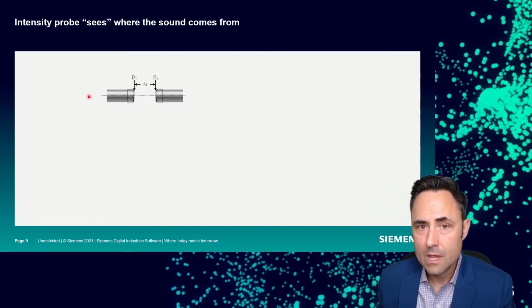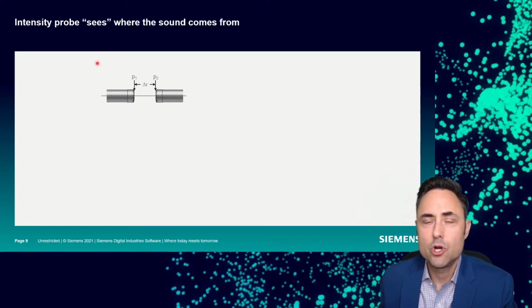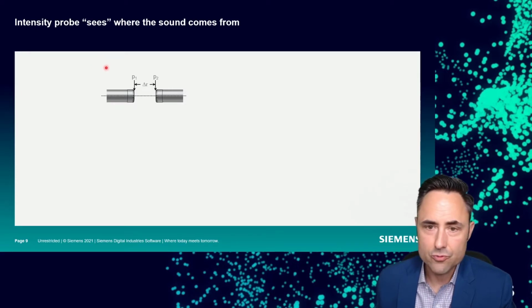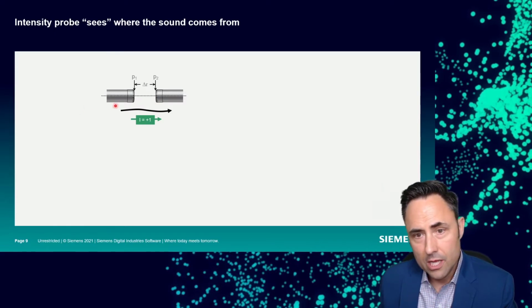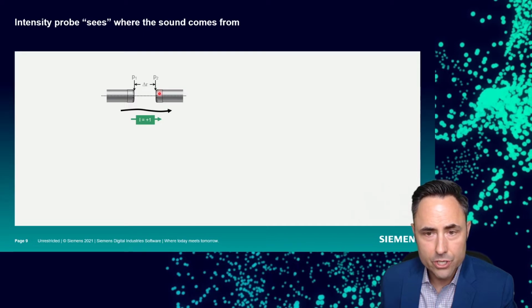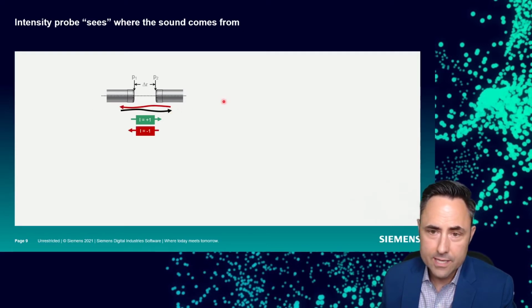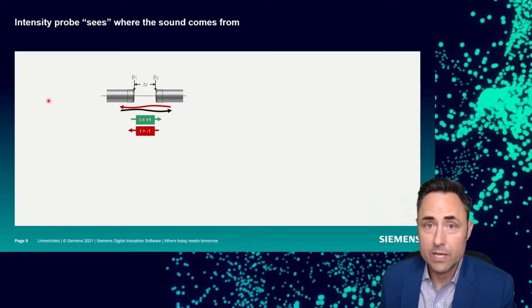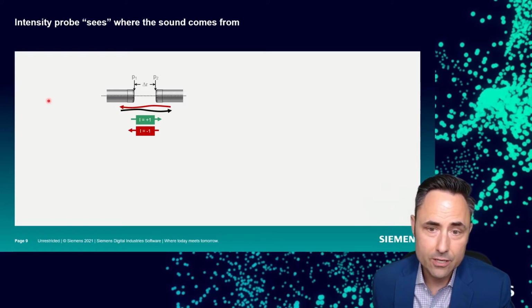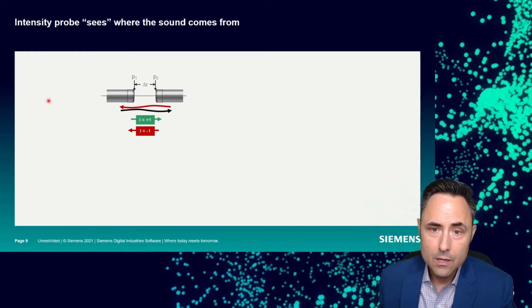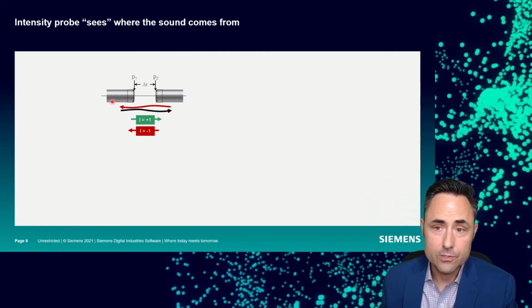So when we say the intensity probe can see where the sound is coming from, it's really a function of which signal comes in first. If pressure 1 gets the signal first and then pressure 2, or mic number 2, we can call that positive intensity, and we're measuring right along the axis of these two microphones. Whereas if it was going the opposite direction, we can give that a negative sign and call that negative sound flow. Again, we're measuring right along the axis of these microphones.